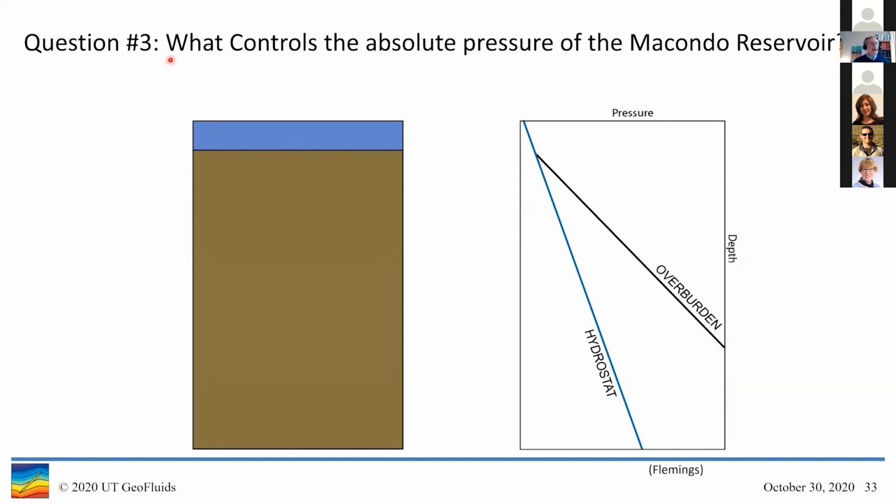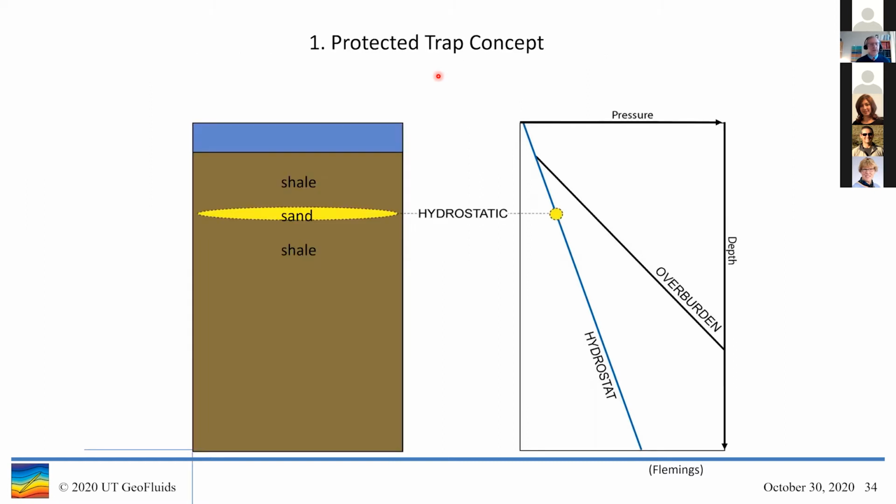So now here's my last question, and it's something that Will and I only came to after Will finished his work: what's actually controlling the absolute pressure of the Macondo reservoir? And this leads to a discussion of what we call a protected trap system. And I want to just play for you a very simple cartoon.